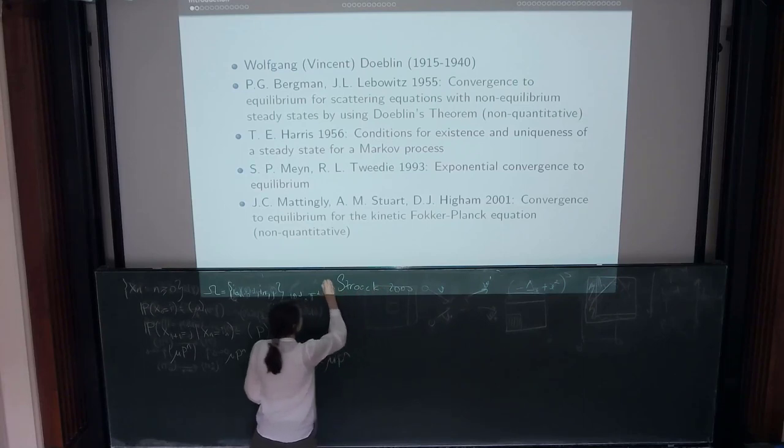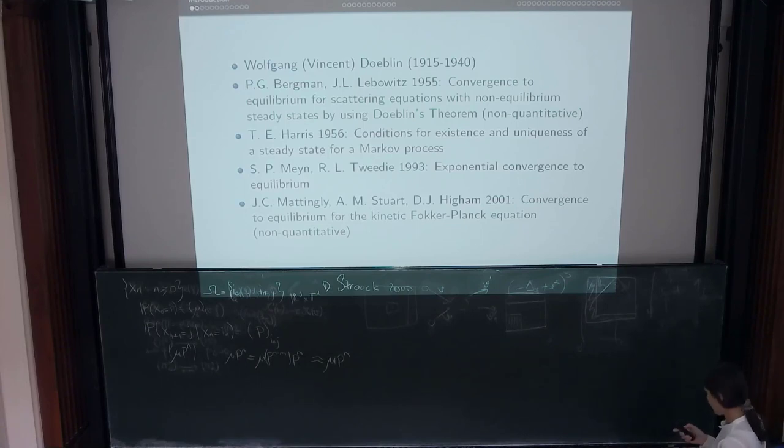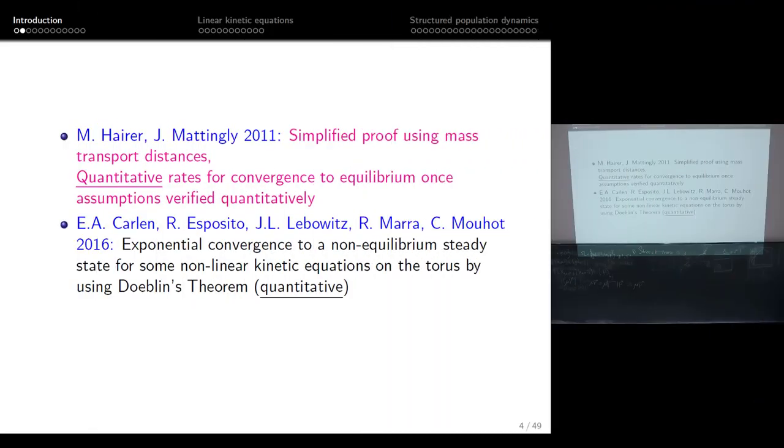I think 2000. There it's also mentioned. And then in 2011, it was used for proving the convergence to equilibrium for the kinetic Fokker-Planck equation in a non-quantitative way. And this is the kind of result we were interested in at the beginning, because Hairer and Mattingly simplified the proofs of these things by using transport distances, and they gave conditions for obtaining quantitative rates of convergence to equilibrium once we verify the assumptions in a quantitative way.